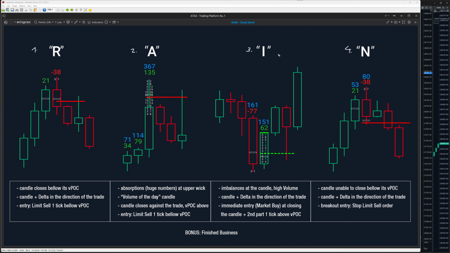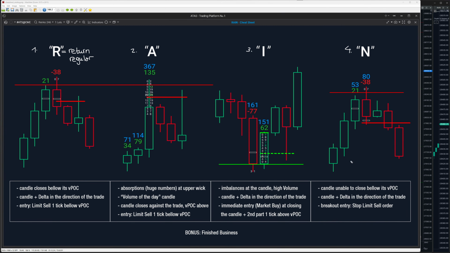I came up with these letters because R means return, or it's the regular setup. It's the most common one from these 4. I emphasized that this must happen at a level. There must be a level like this and like this. This was the example for the short position. Or there must be a level like here for the long position.